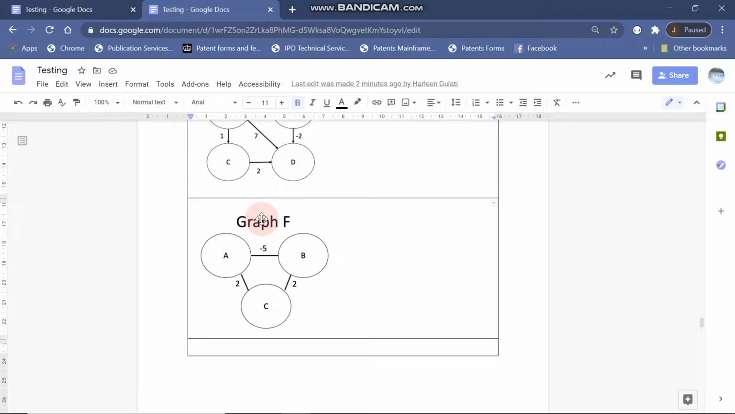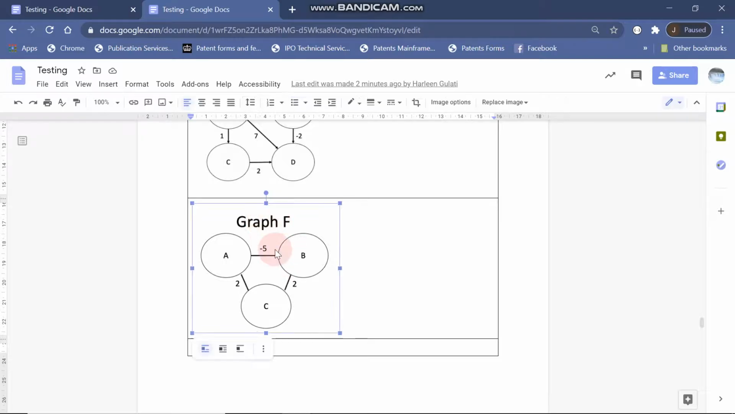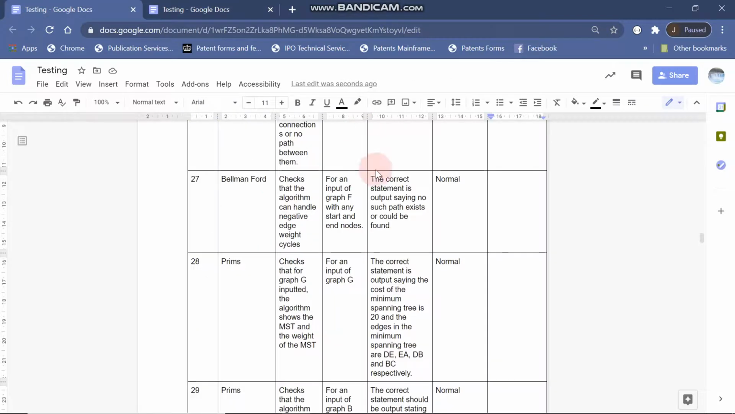There is a greater explanation on why negative edge weight cycles are discarded, and I think that's in the analysis when I research each of these optimizations. So if someone inputs graph F, we need to tell them, I apologize, that's my clock in the background. If someone inputs graph F, the system needs to say that no such path exists or could be found.